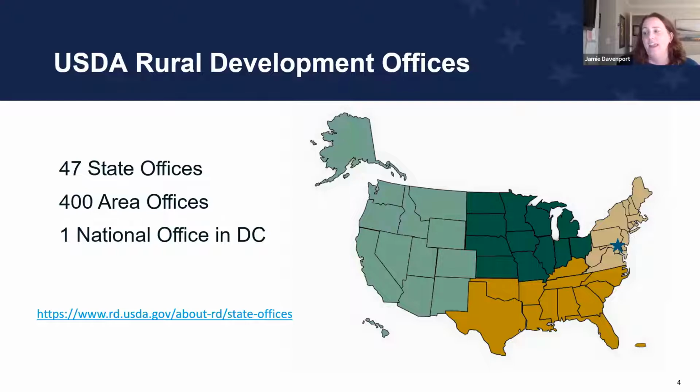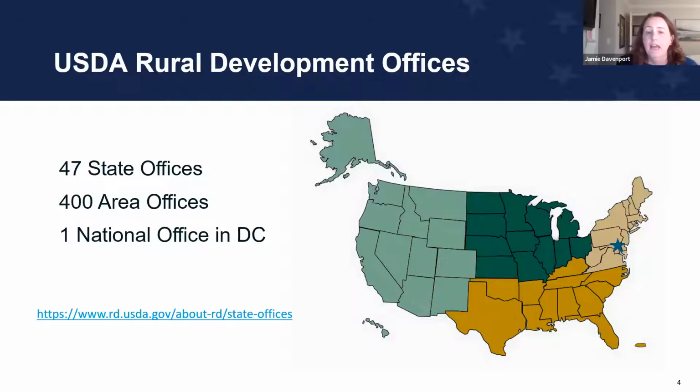Each of these state offices is overseen by a rural development state director. And these are political positions appointed by each presidential administration. And then reporting to those state directors are community program directors, in our case for our program in community facilities. We have community program directors in each of those state offices that manage and oversee the CF loan and grant programs.